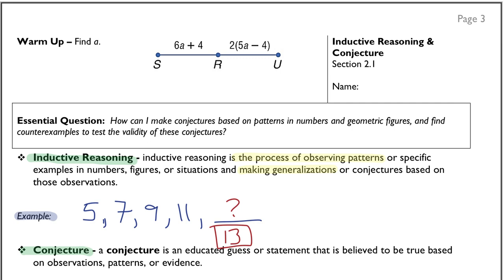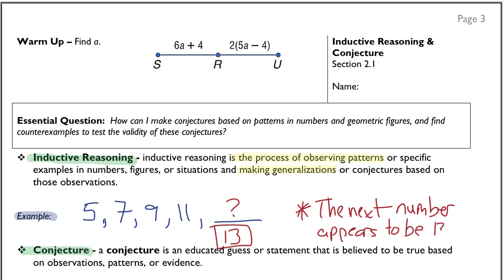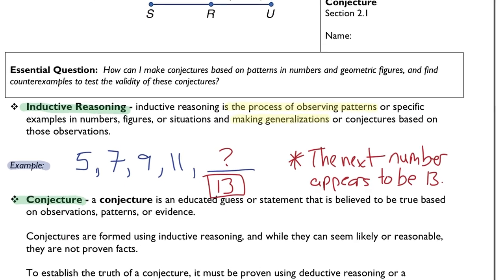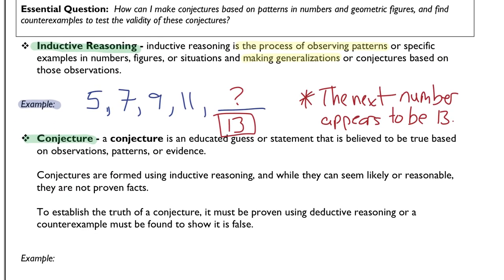So this idea of inductive reasoning is that the next number appears to be 13. Now, does it have to be 13? Well, no. We're making a guess based off of patterns. It doesn't have to be 13, but a good guess would be 13. This leads us to a conjecture.